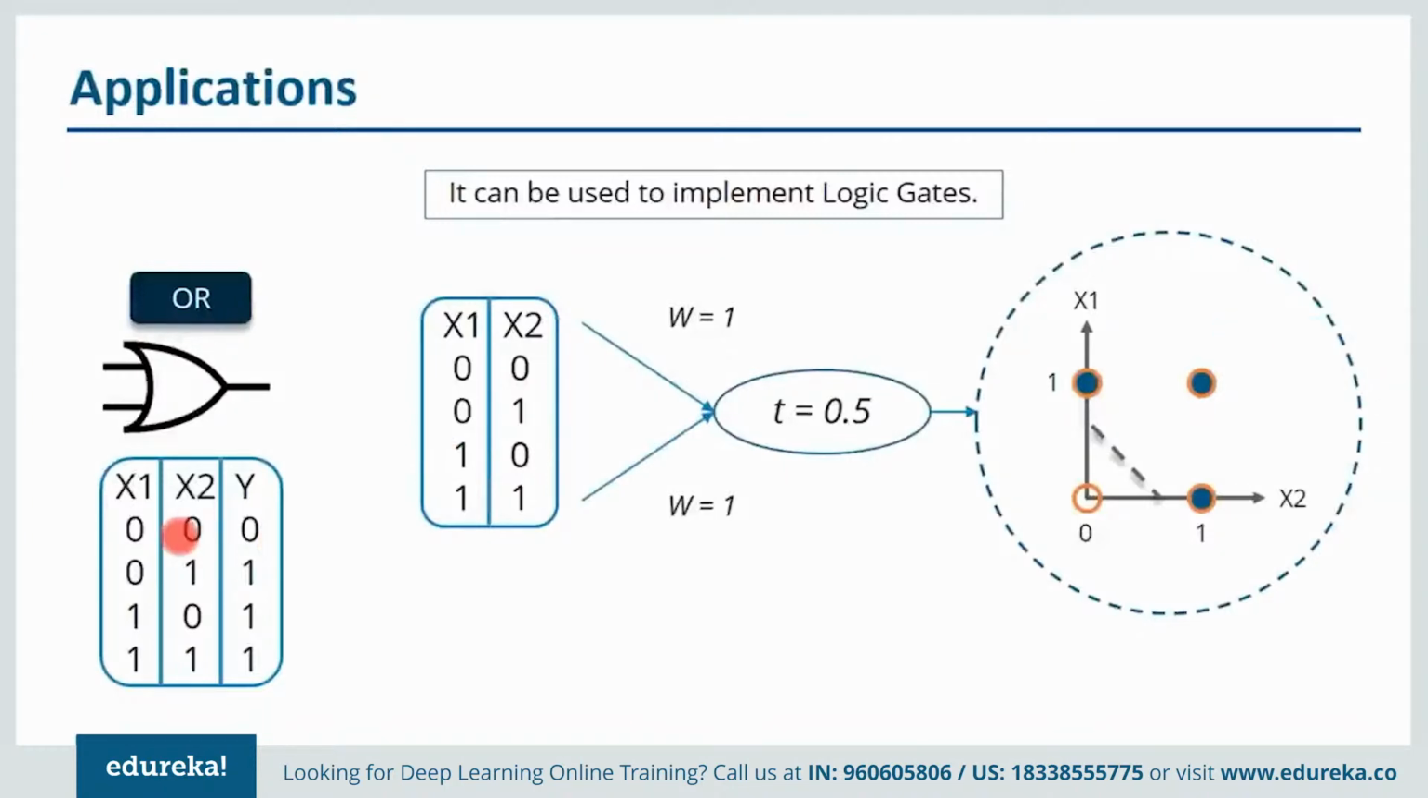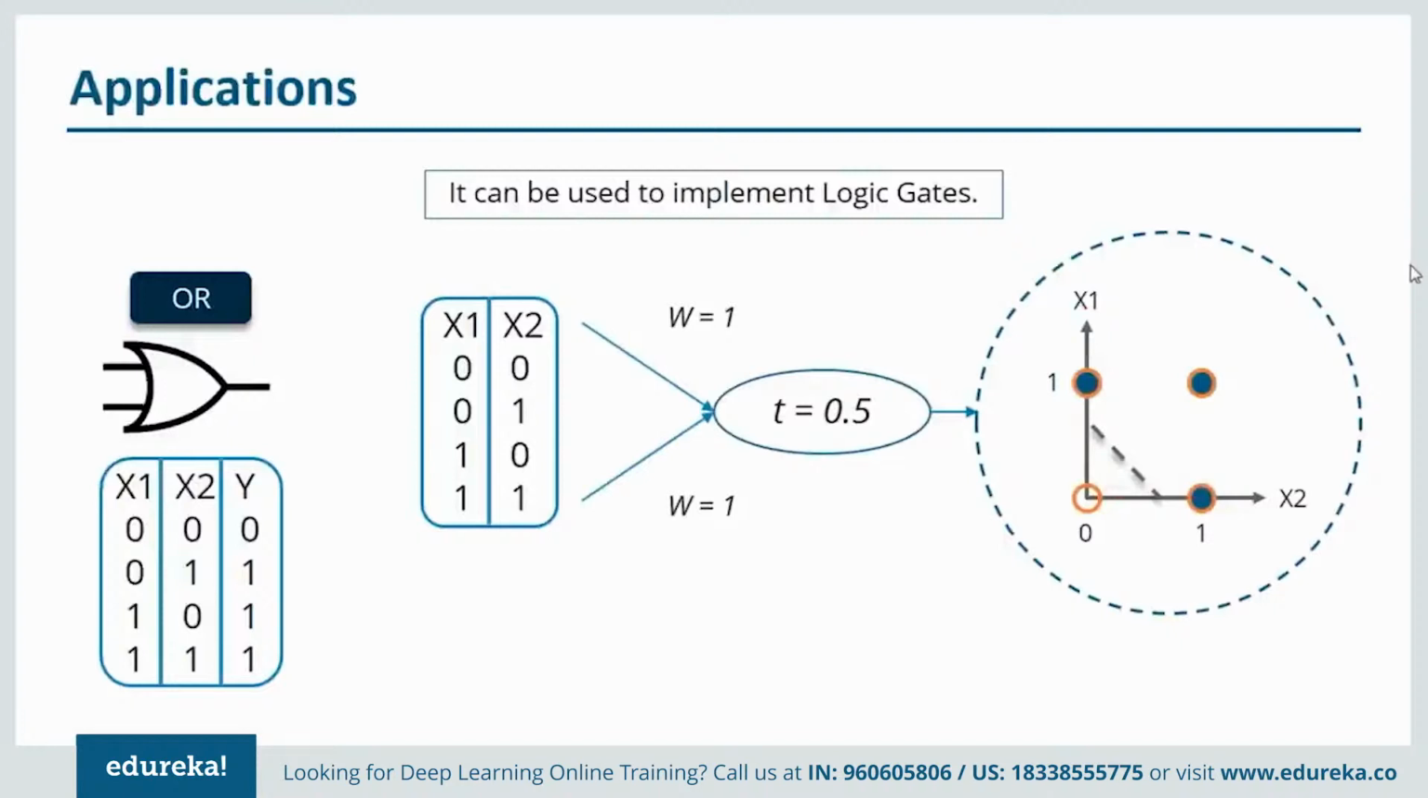Now in the OR gate, according to the truth table, we have two inputs, x1 and x2. If both are 0, we get a 0. If any one of the inputs is high, or any one of the inputs is 1, we get the output as 1. So we need to make sure that our weights are set in such a way that we get the same output. When the value of the weight is equal to 1, and we provide the inputs x1 and x2, after passing through this activation function, we get this sort of a graph, which is the graph for our OR gate.